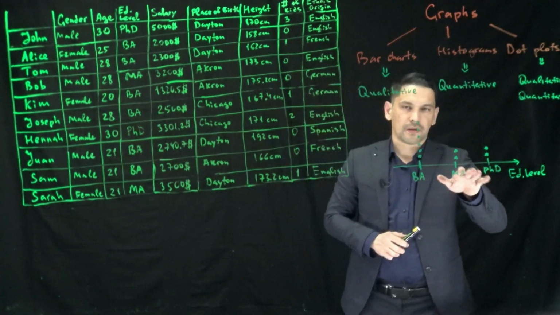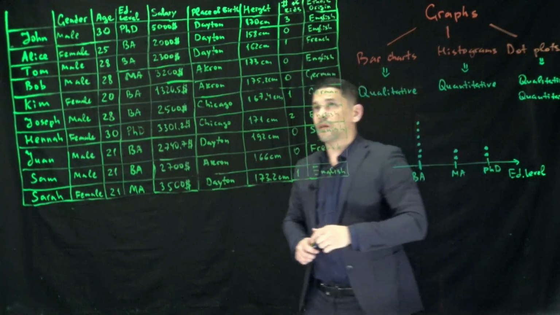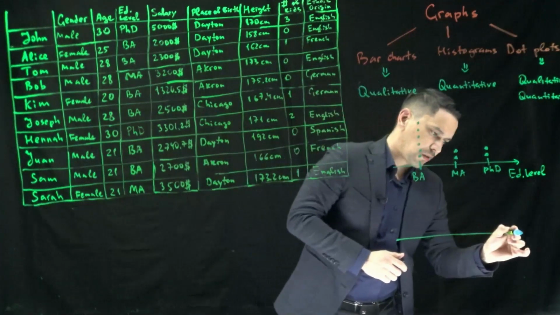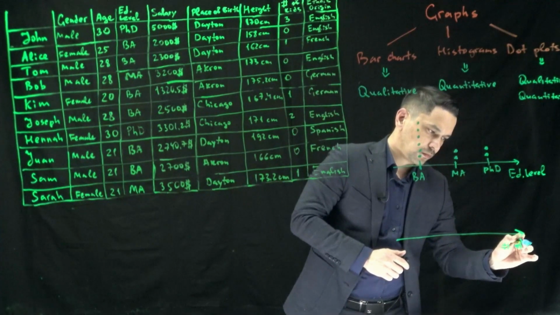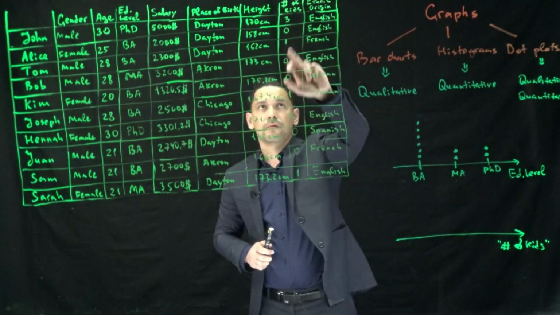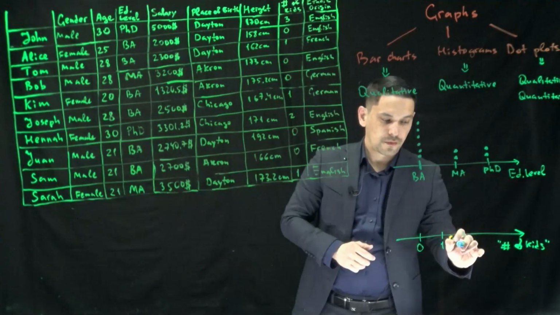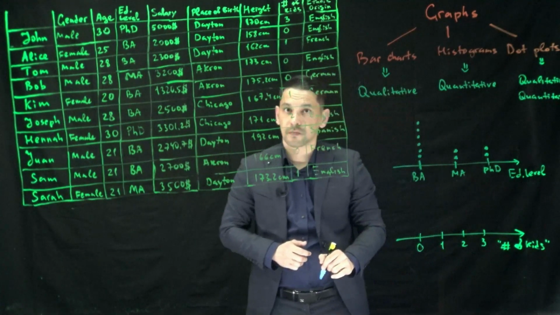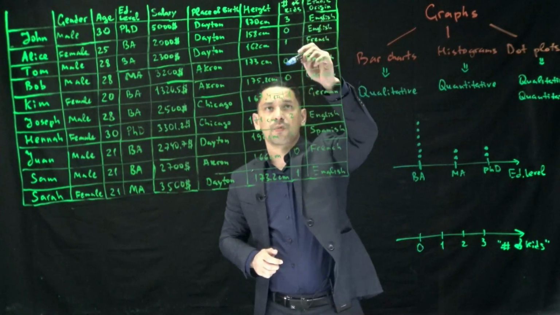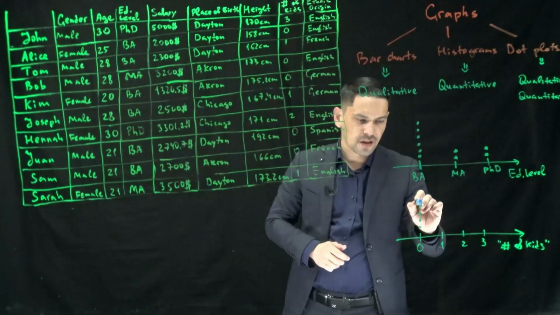Now, this dot plot, this graph is showing a qualitative variable. Let's build a dot plot for a quantitative variable. We're going to choose the easiest variable, the number of kids, and build a dot plot for it. Now, this variable has 4 possible values. Okay, now the value 0 has a frequency of 5, because 5 people have 0 kids. So I'm going to draw 5 dots above the value 0.